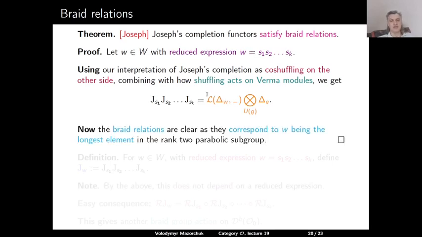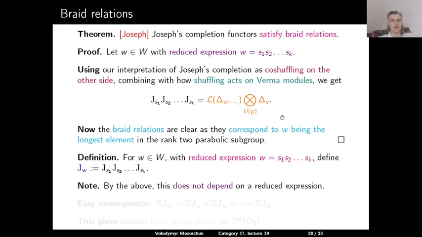And now the braid relations are clear because they correspond to the situation when w is the longest element in a rank 2 parabolic subgroup. So in particular, it follows that for an element w in W, we can define the corresponding Joseph's completion Jw independent of the reduced expression of w. So we have an unambiguous definition for the functor Jw.